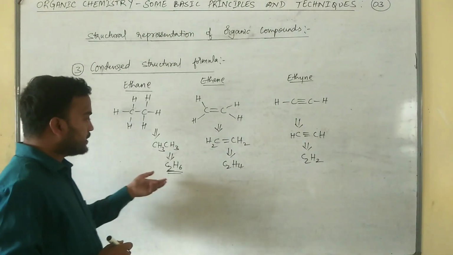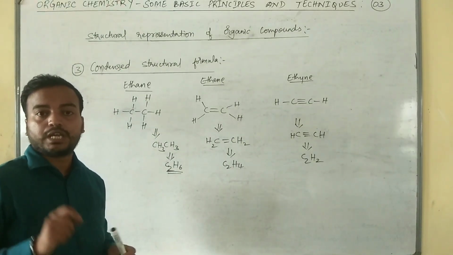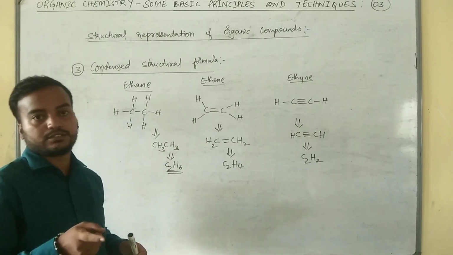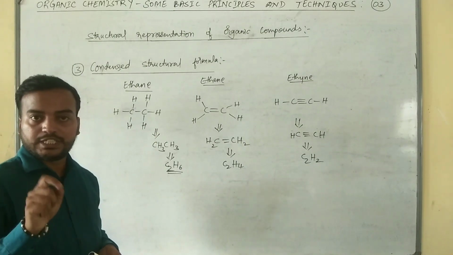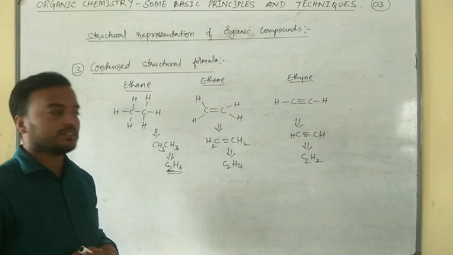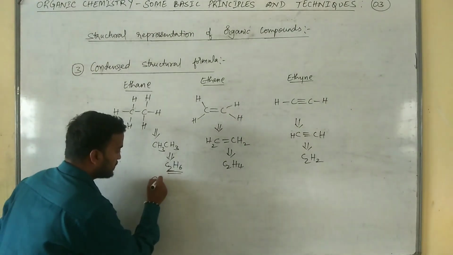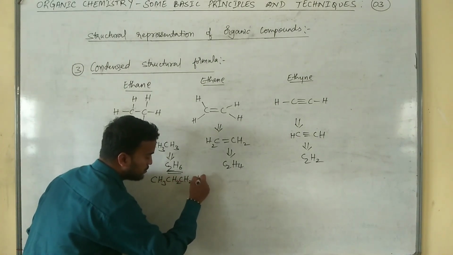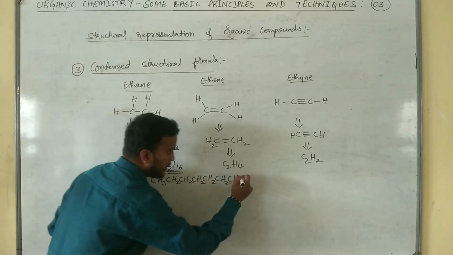Sometimes these structural formulas can be further condensed by enclosing repetitive structural units within a bracket and placing an integer as a subscript indicating the number of times the structural unit is repeated. I will take an example: CH3 CH2 CH2 CH2 and CH3.